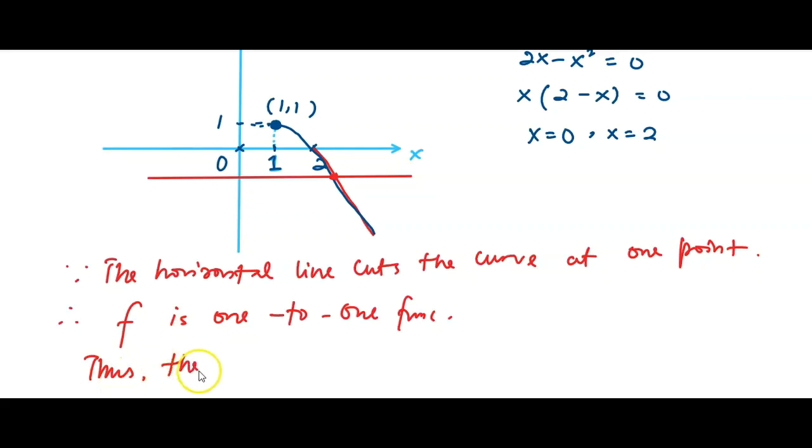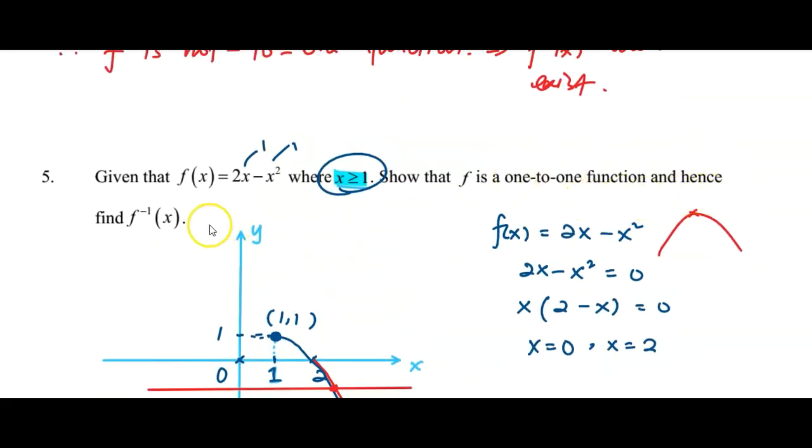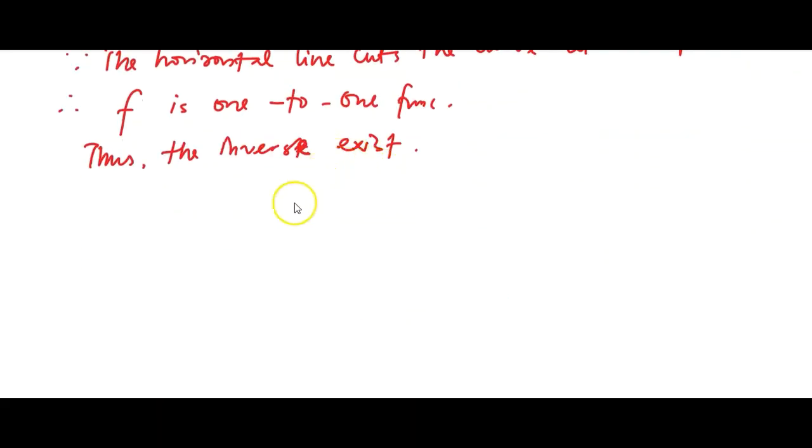So thus you might make the conclusion: the inverse exists. Okay, since the inverse exists, the question asks us to hence find f inverse, right? So based on the function, we need to do completing the square first in order to get its inverse. f(x) is given as 2x minus x squared.